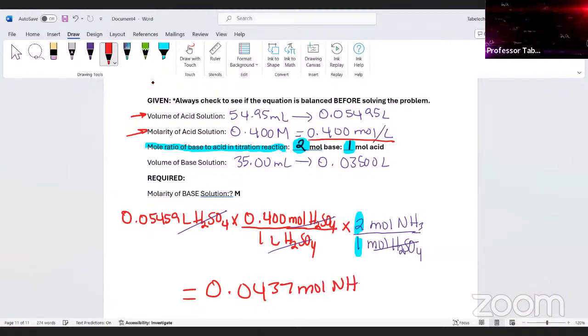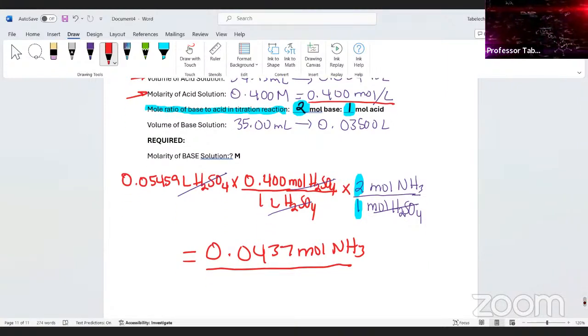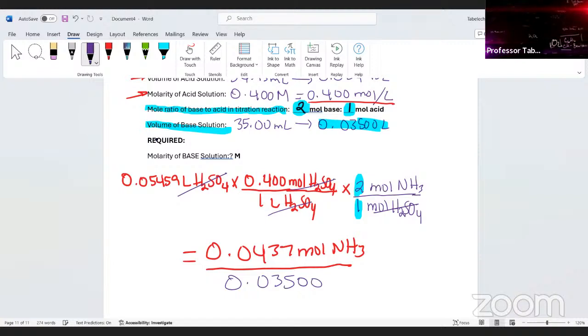of NH3 divided by, so y'all tell me, what goes on the bottom? The volume of the base right here. The volume of the base, okay? And that volume of the base was 0.03500 liters, okay, of NH3. So let's divide those numbers on out.